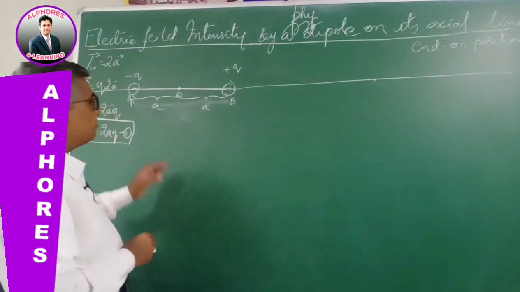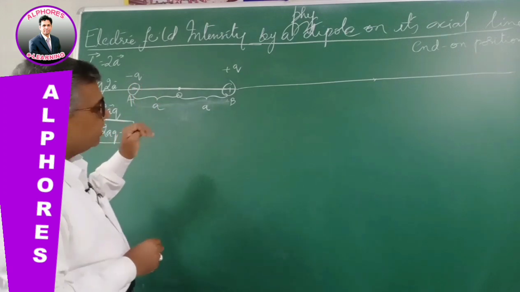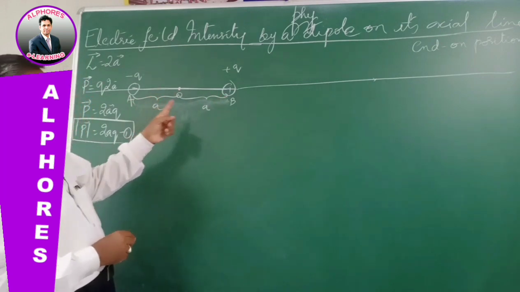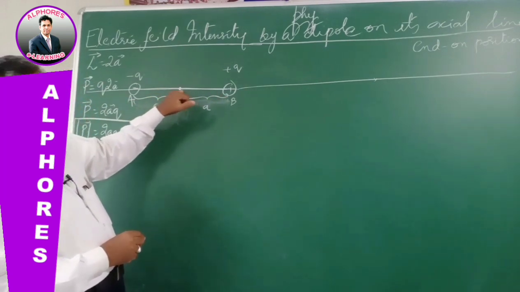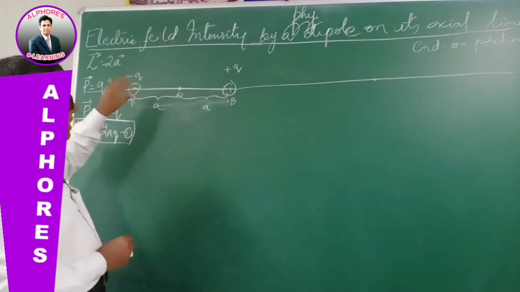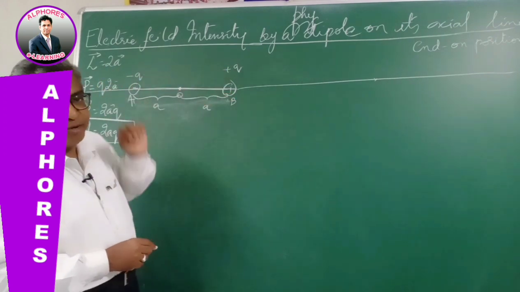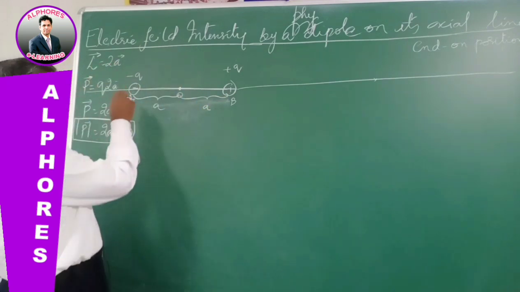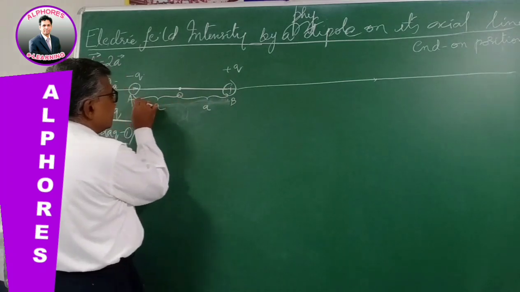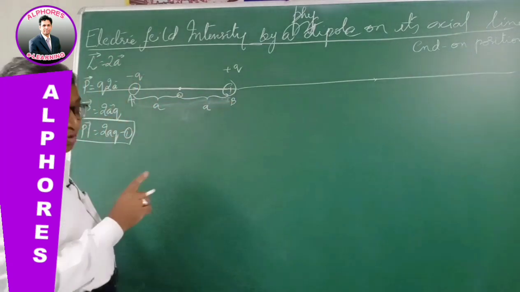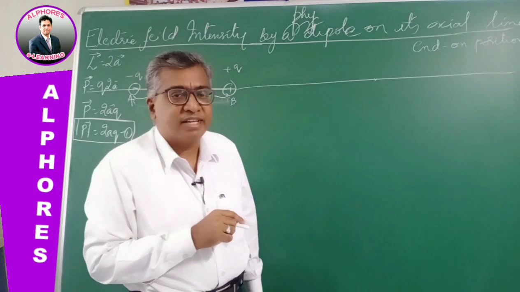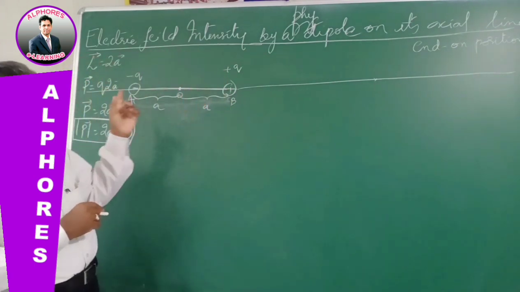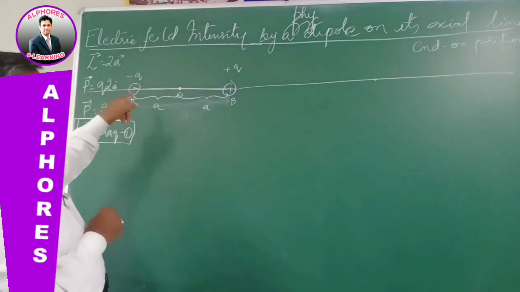So therefore, consider an electric dipole, a combination of two equal and opposite charges separated by distance 2a. O is the midpoint of the dipole. The charges are at A and B. The negative charge is at point A, the positive charge is at point B. The length of the dipole is 2a, right? It is the distance from the negative charge to the positive charge. This is the length of the dipole. It is a vector. The direction of the length of the dipole is from minus q to plus q. Now that is the direction.